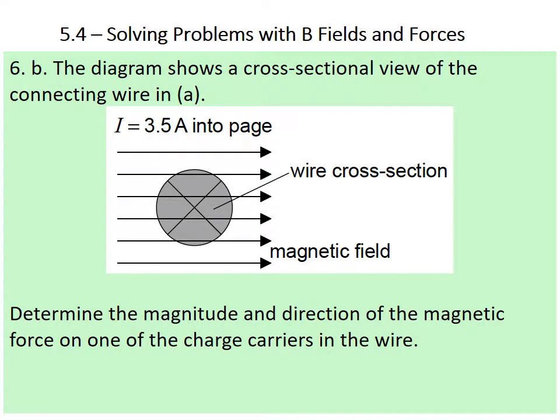Alright, the diagram shows a cross-sectional view of the connecting wire in A. Determine the magnitude and direction of the magnetic force on one of the charge carriers in the wire.